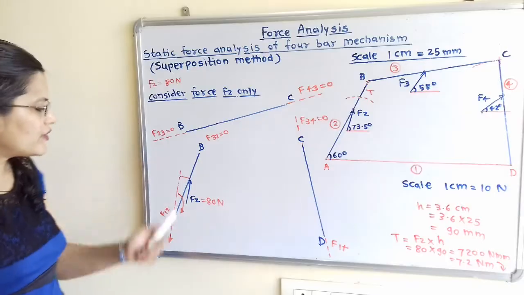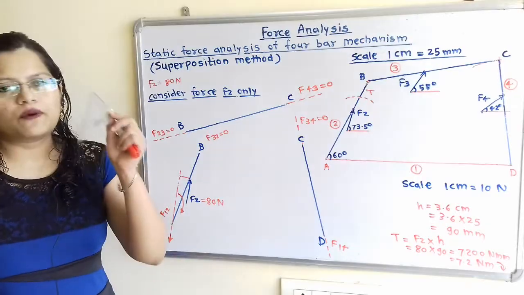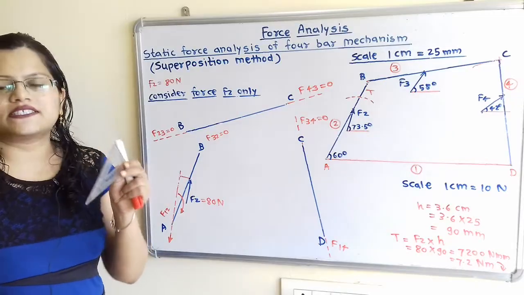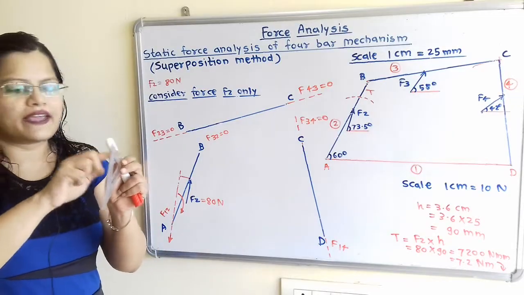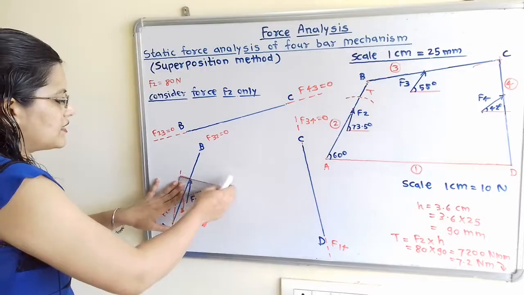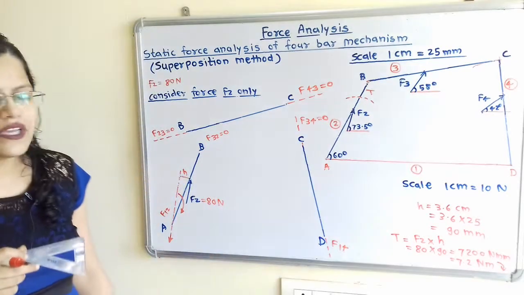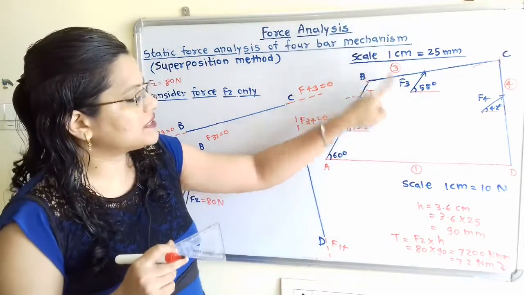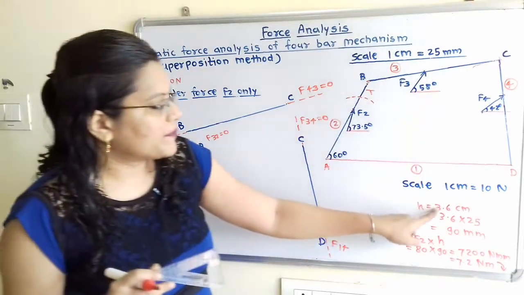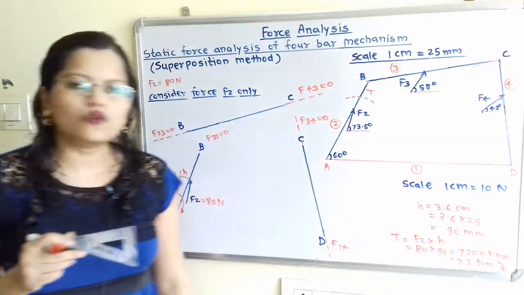So to calculate torque, we have to find out the perpendicular distance between these two forces. So with the help of this protractor, we will measure this perpendicular distance. These two edges are perpendicular to each other. So we will align one edge with this line and we will find out this perpendicular distance h. So what is this distance h? So h is equal to 3.6 centimeter. Now we will convert this, because as per the scale 1 centimeter is equal to 25 millimeter. So 3.6 into 25 is equal to 90 millimeter. So we have h equal to 90 millimeter.